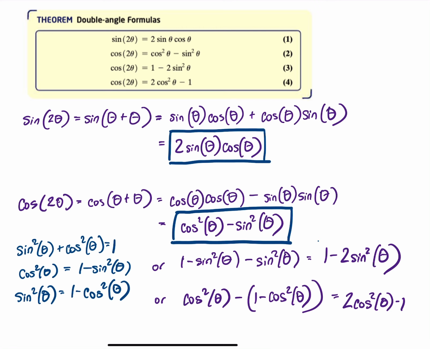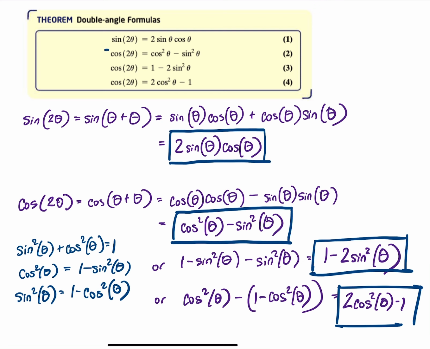So cosine of 2 theta is pretty versatile. You can express it in these 3 different ways. So we get these 3 identities for cosine of 2 theta. Sine of 2 theta just gets that one expression. So with these in mind, let's go through a few examples.